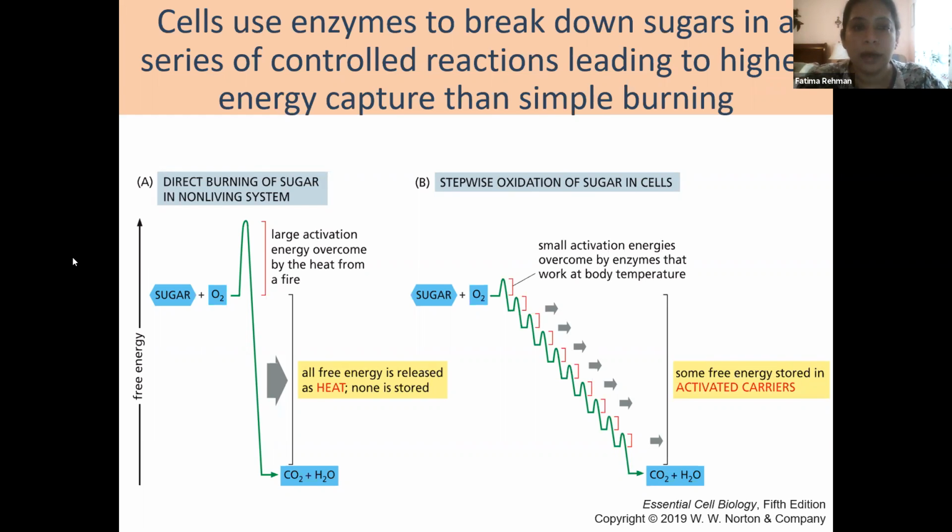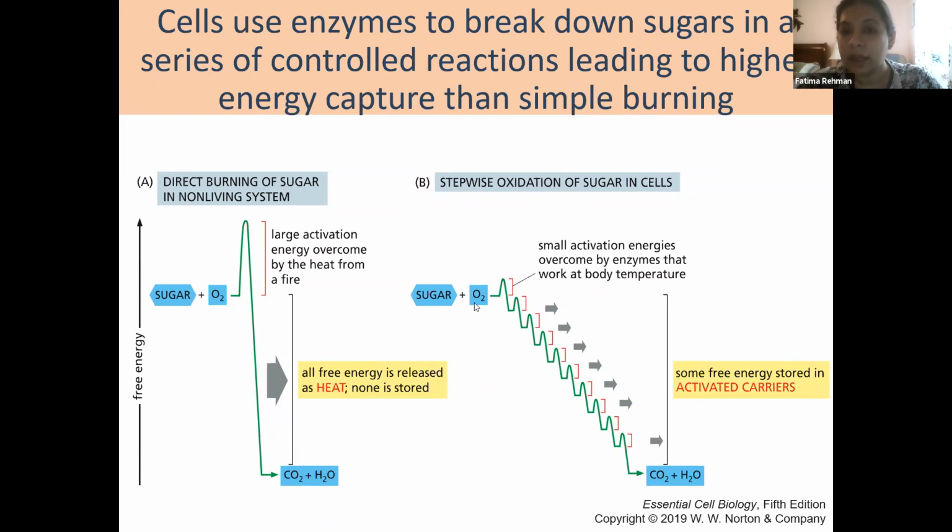So here it is showing you that if we had a direct burning of sugar in a non-living system, so we could do it in a chemistry lab or another setting, you could oxidize it with oxygen, and you would need a lot of activation energy input to begin with so that you could release the energy that is stored inside those bonds. And then all that energy is going to be released as heat. Nothing is going to be stored. And the products that you will get at the end of the day would be carbon dioxide and water.